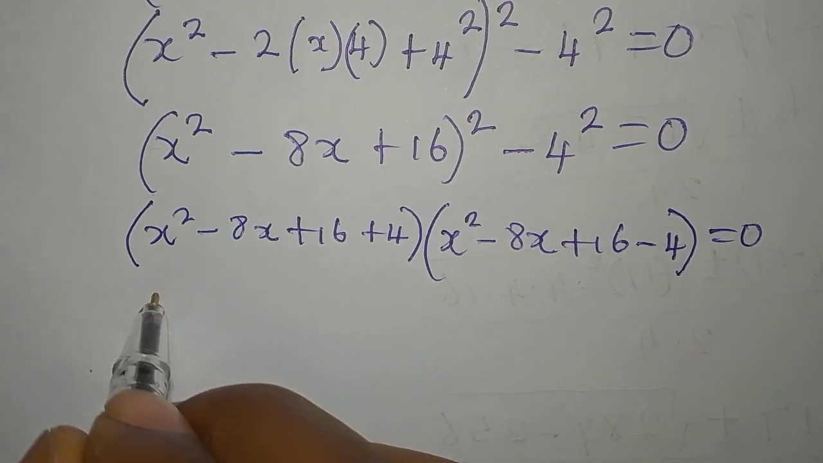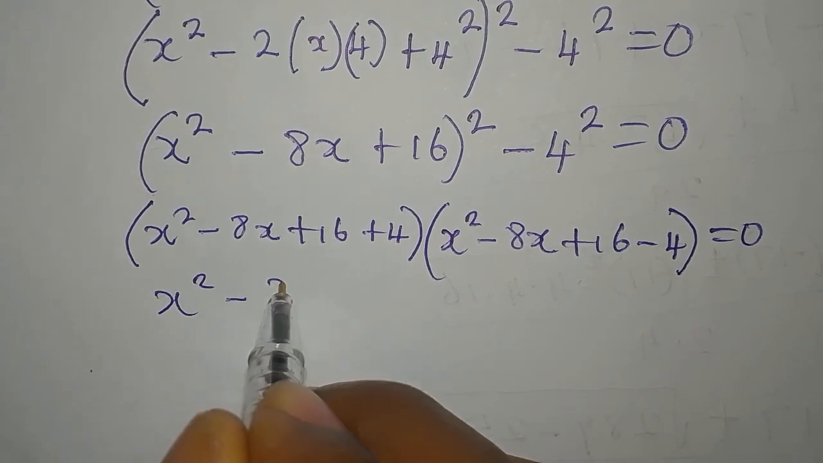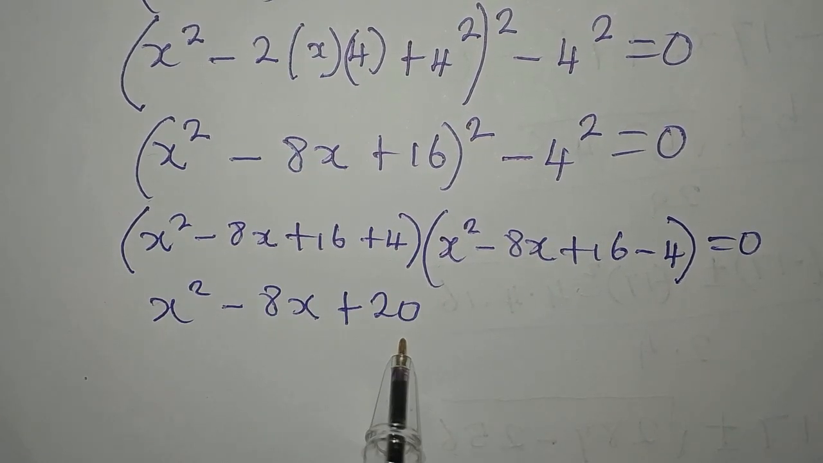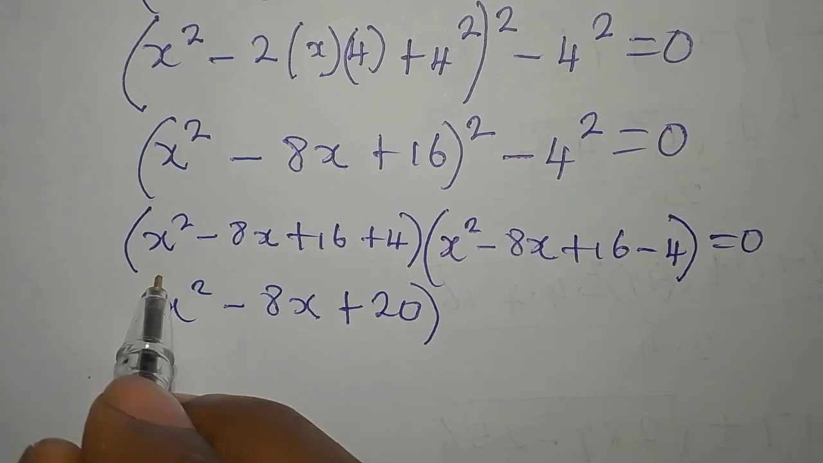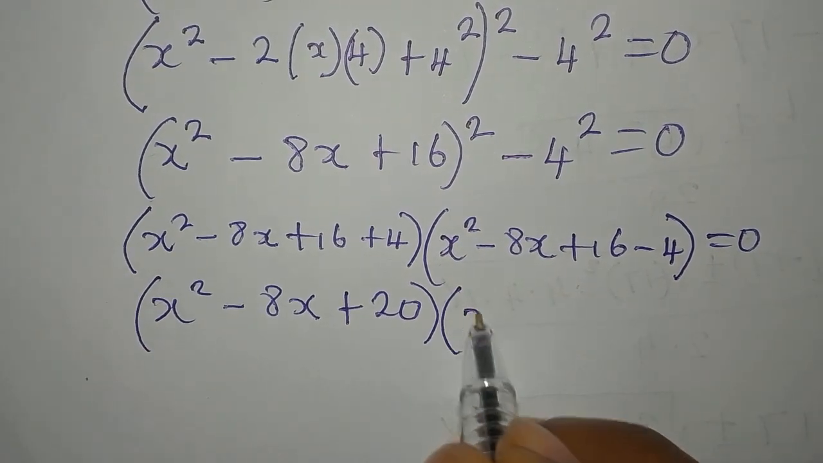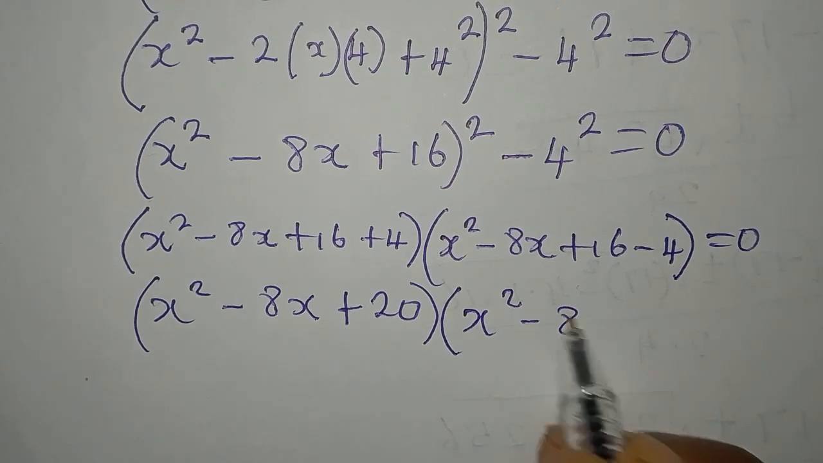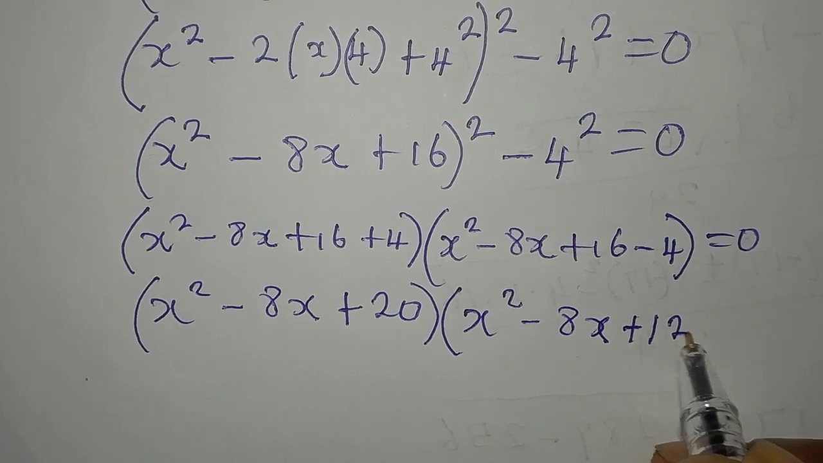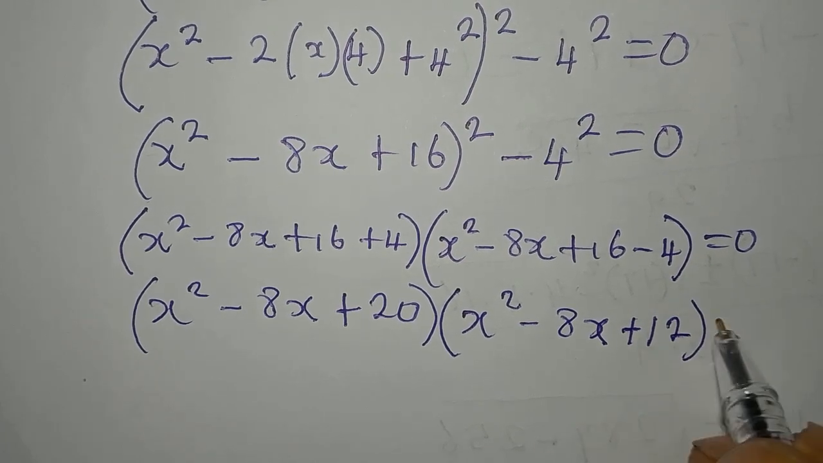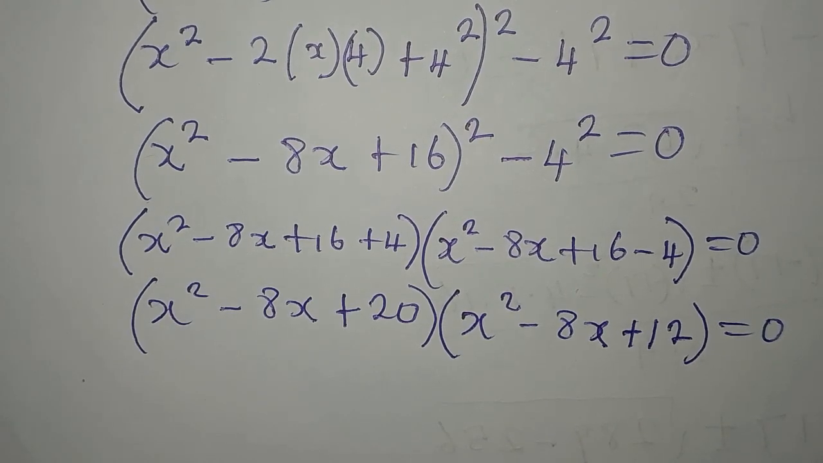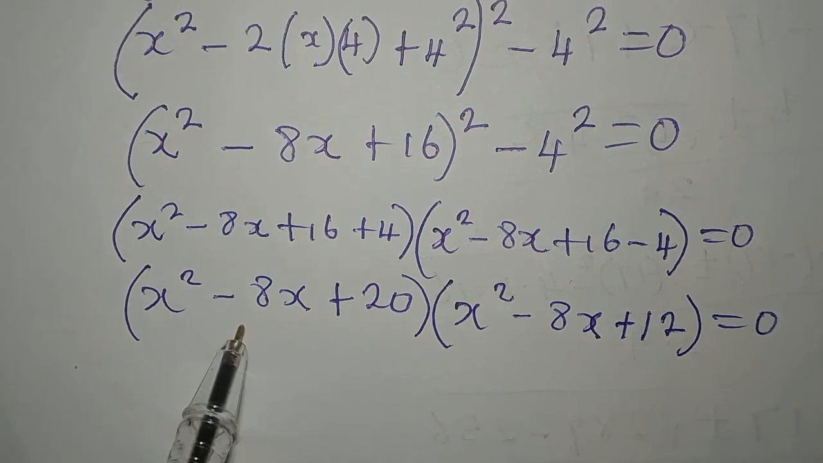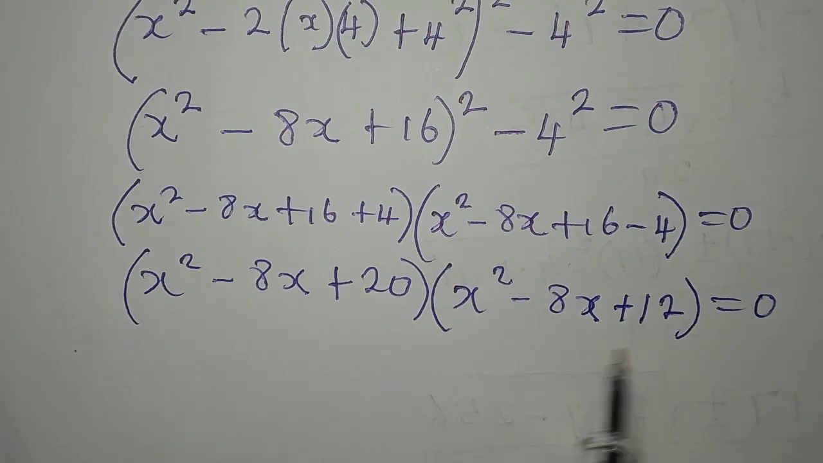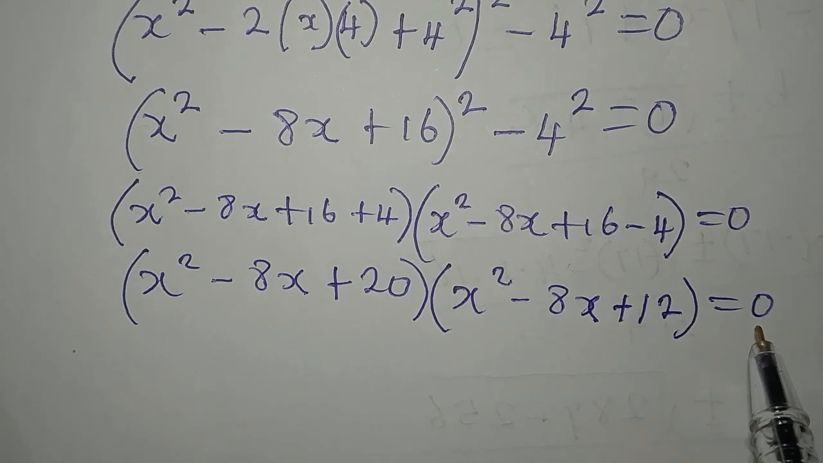Now from here, we have x² − 8x + 20, because 16 plus 4 is 20. That's what we have in that bracket. Then in the second, we have x² − 8x + 12, because 16 minus 4 is 12. Then we equate this to 0. So from here, we have two quadratic expressions. We're going to express both of them to be equal to 0.